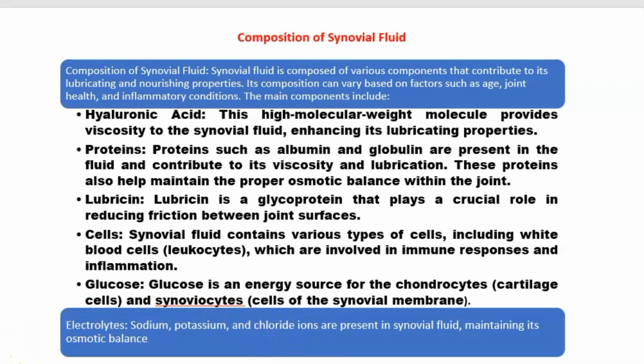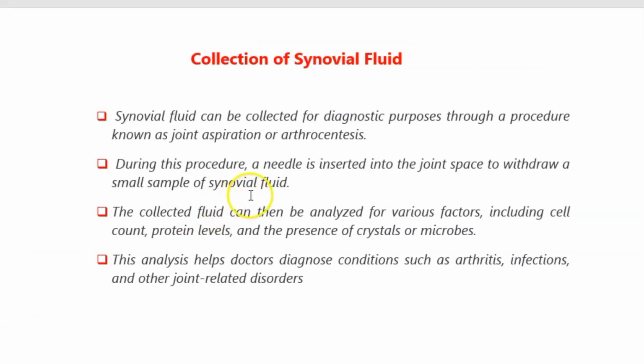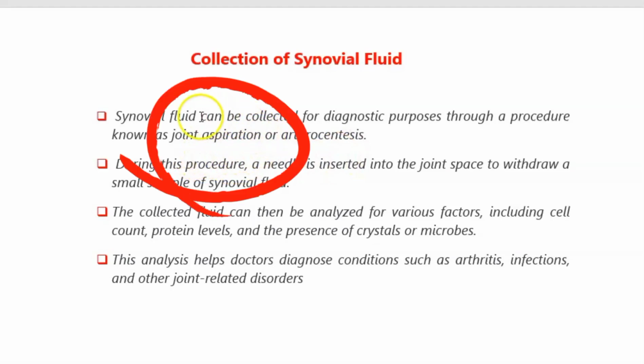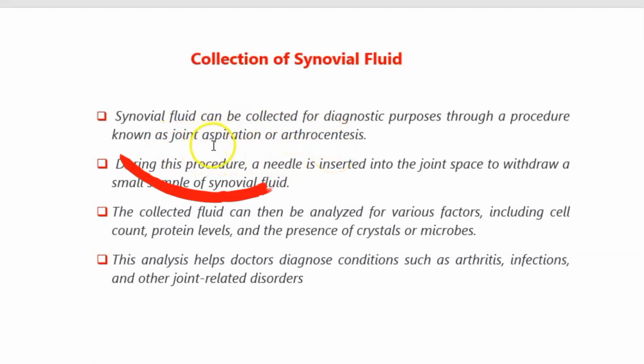So now you see, finally we'll be talking about what? Collection of synovial fluid. Remember that I told you from the beginning that I will explain to you at the end the procedure for the collection of synovial fluid. So now, this is the final objective of the class. Synovial fluid can be collected for diagnosis purposes through a procedure known as what? Joint aspiration. Take notice of this. Joint aspiration or arthrocentesis is the procedure that we use to collect synovial fluid.